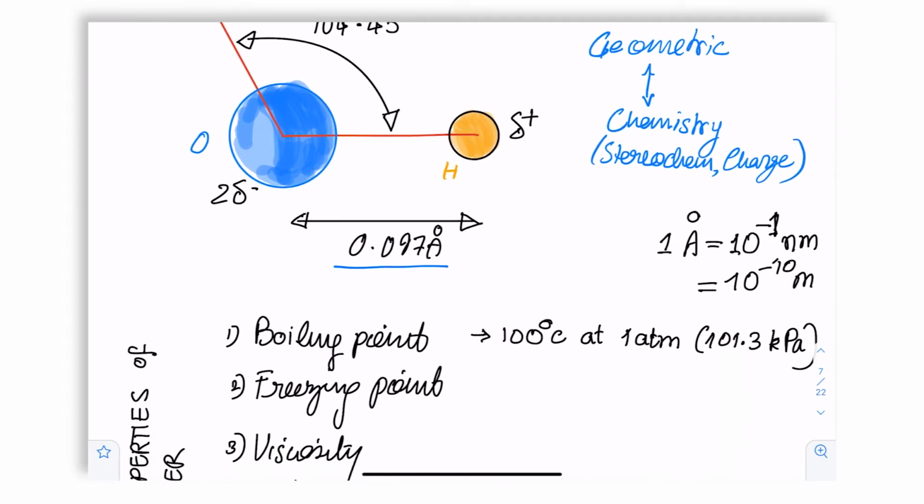Just to remind you, 1 angstrom is 10 to the power minus 1 nanometers. It's important because in biology we often use angstroms as a convenient measure at a molecular or atomic scale. But in SI units, 1 angstrom is 10 to the power minus 10 meters. Or in other words, 1 nanometer is equal to 10 to the power minus 9 meters.